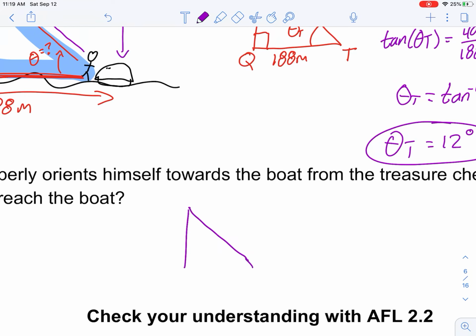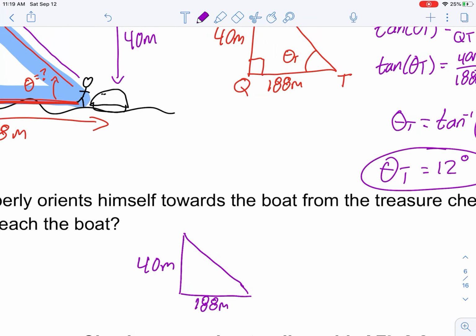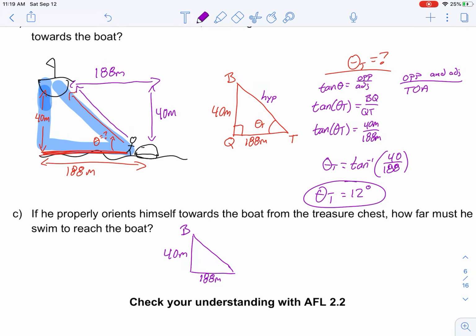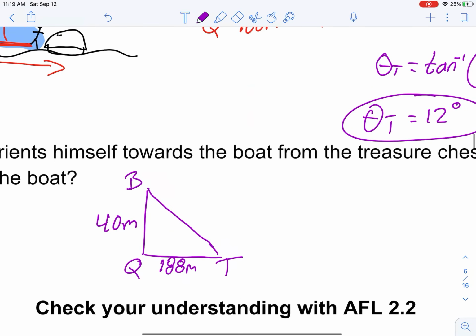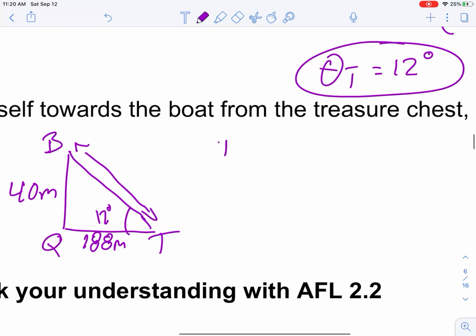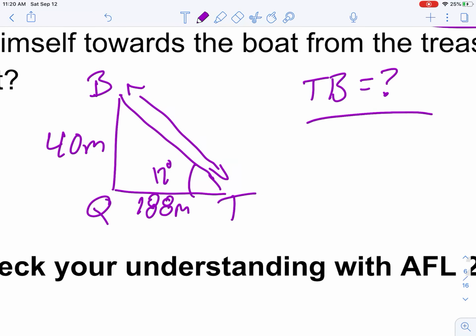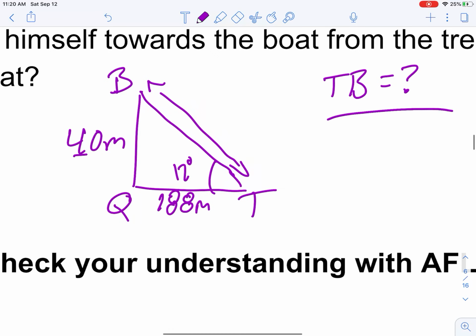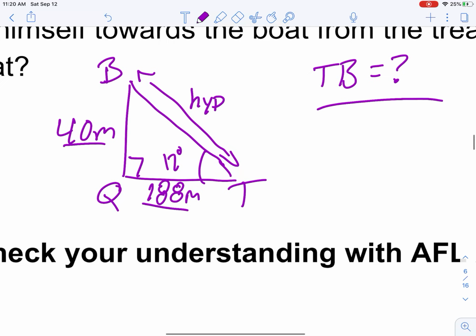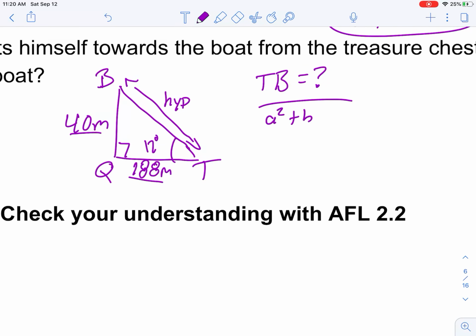Well, remember, we know quite a bit about this triangle now. This is 188. This is 40 meters. I'm going to use the same triangle BQT. We want to know, if he did in fact angle himself 12 degrees, how far would he need to swim from T to B? So my question mark is, how long is T to B? Now here, ask yourself, what am I given and how does that relate to the thing I'm trying to find? Well, I have two side lengths and I'm trying to find my hypotenuse. Okay, so I'm going to use Pythagoras.